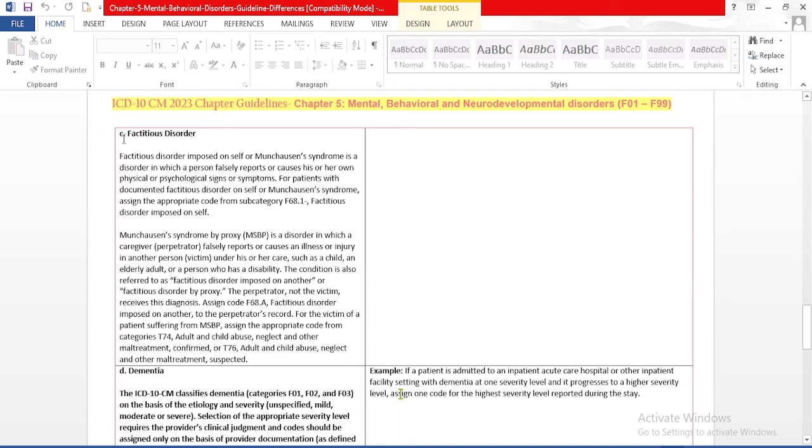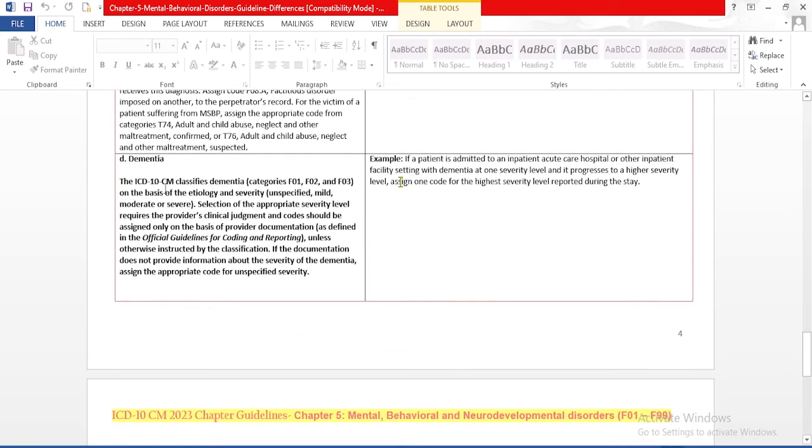So next one is fracture disorders, which is a rare condition. No need to worry about that. So in 2023, we have the latest guideline regarding dementia. We need to learn about that dementia.